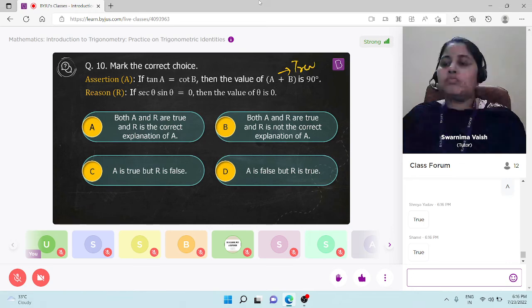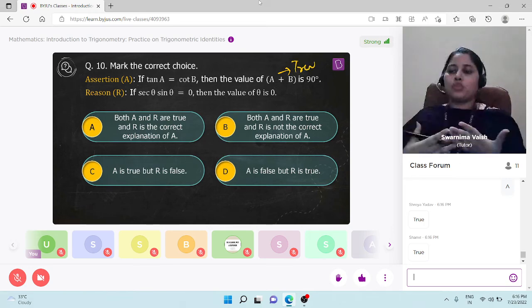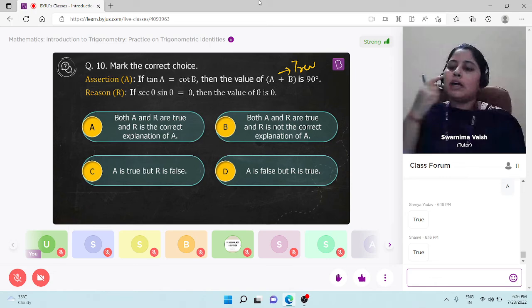It means the first statement is true, because tan and cot are complementary ratios. The second statement is: if sec theta and sin theta are 0, then the value of theta is 0.